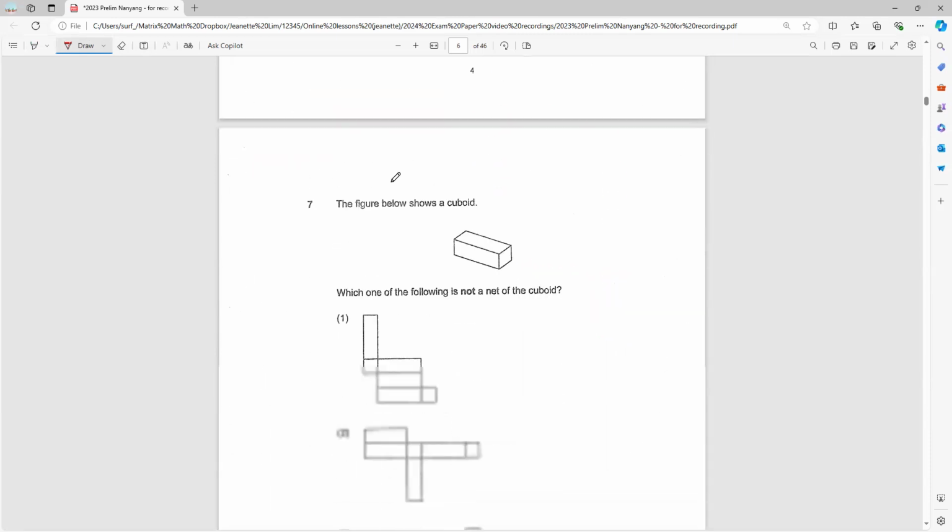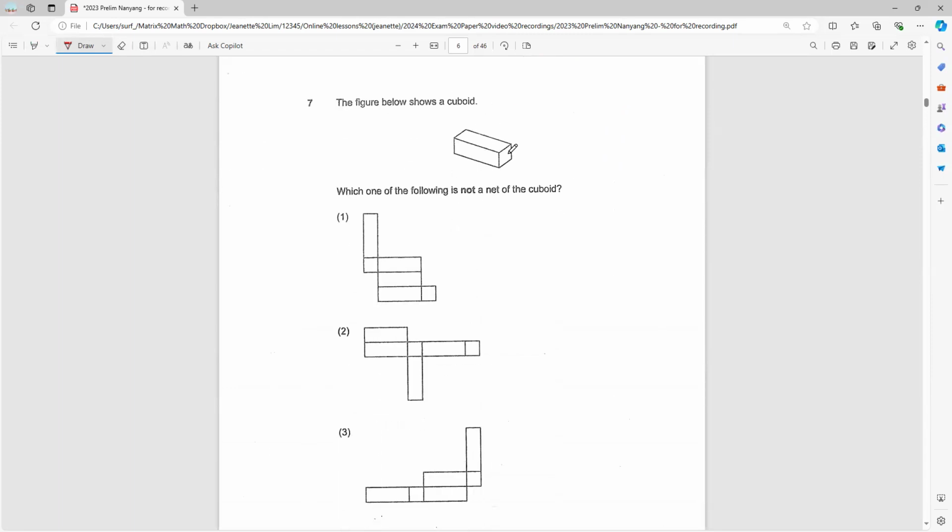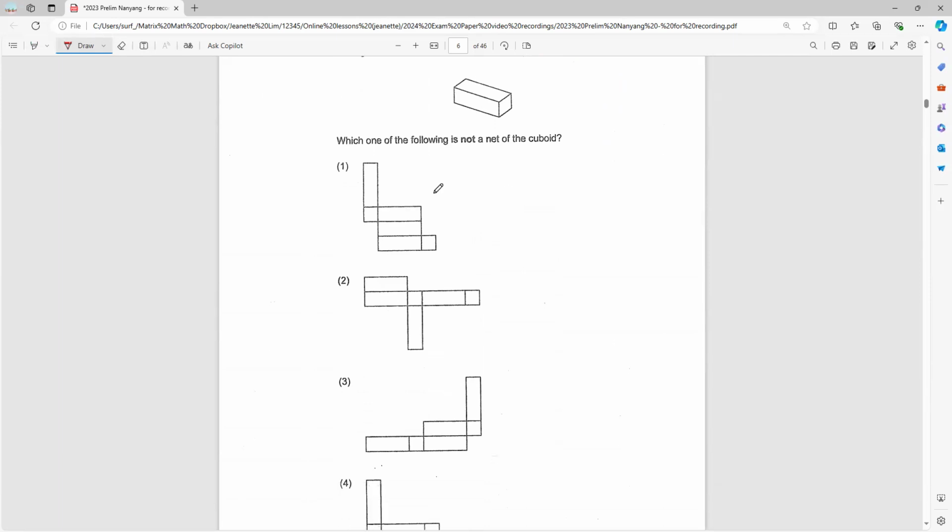Question 7. Figure below shows a cuboid. Which one is not a net of the cuboid? Okay, let's look at all of them. Try to figure out. So you have, let's say this is the side.